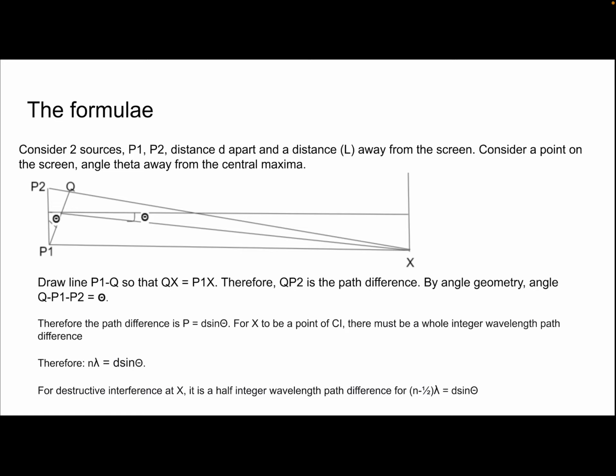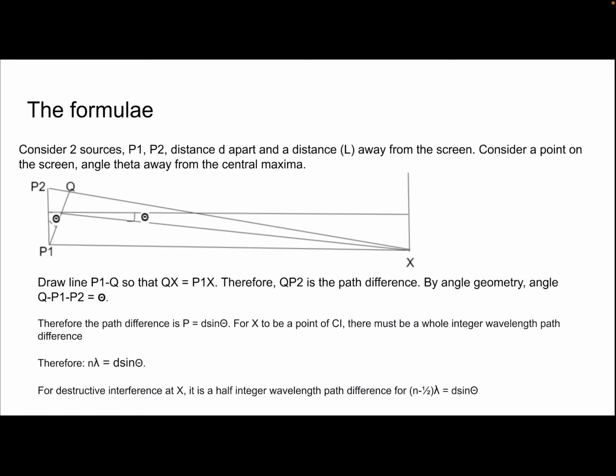If we do some angle geometry, we can see that the angle P2P1Q, the angle made between those lines, is also theta. And therefore, by using our trig formula, we have sine theta is equal to our path difference, we'll call it P for now, divided by the distance between the slits. If we rearrange to make P the subject, we get that the path difference is equal to d sine theta. So d sine theta would be our path difference.